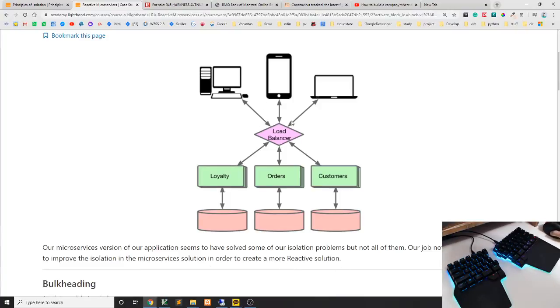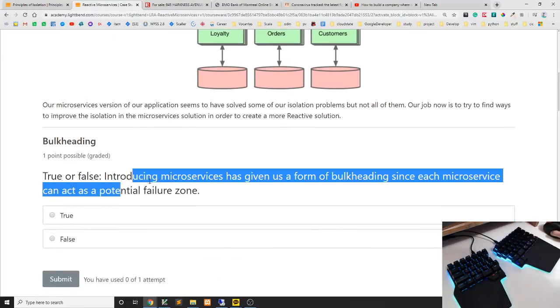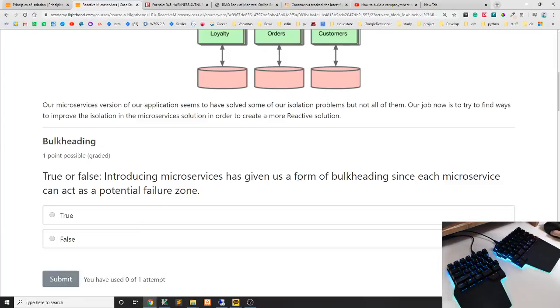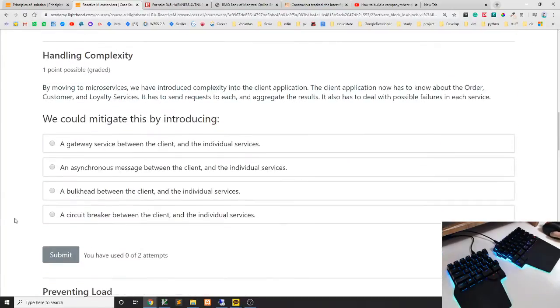We've got this one. It has load balancing, and then loyalty, order, and customers are separated, and then they are connected to separate databases. True or false? Introducing microservices has given us a form of bulkheading, since each microservice can act as a potential failure zone. True, that's true. That's easily agreed.